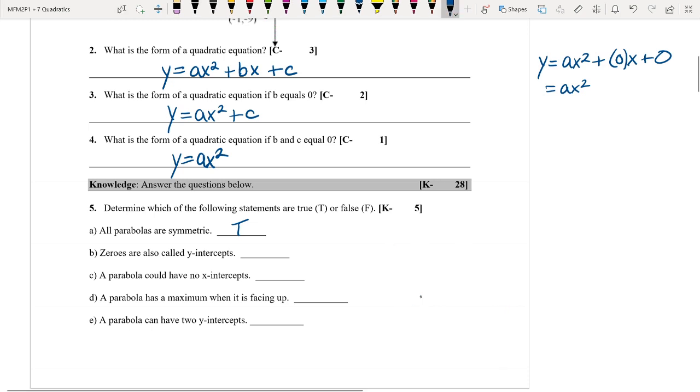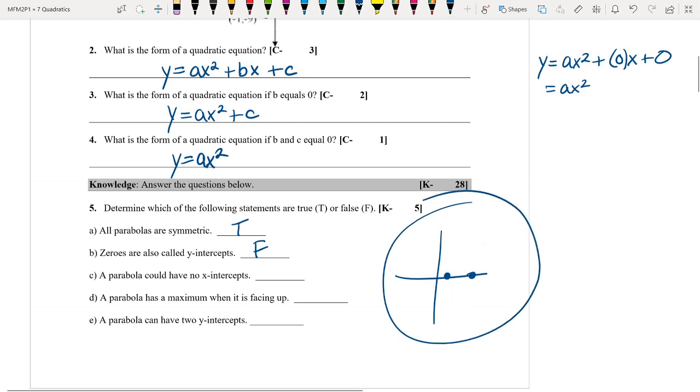Zeros are also called y-intercepts. This is patently false because zeros are actually x-intercepts. Okay? We don't call y-intercepts zeros, so this is false. A parabola could have no x-intercepts. Well, I want you to think about it. You can see this parabola that I drew here had x-intercepts, but what if the parabola was like this? Would it have any x-intercepts? Or like this, would it have any x-intercepts? The answer is no. So a parabola could have no x-intercepts.